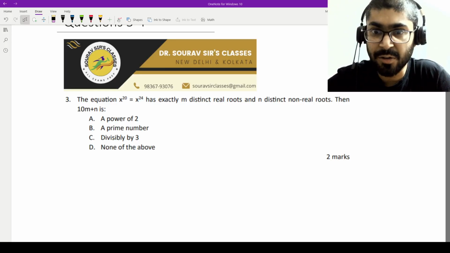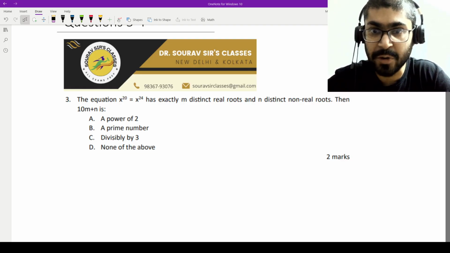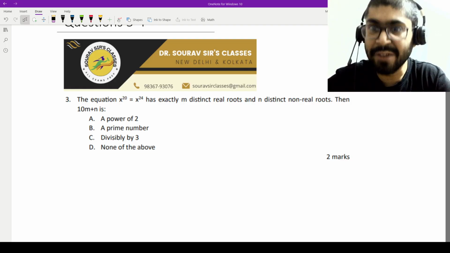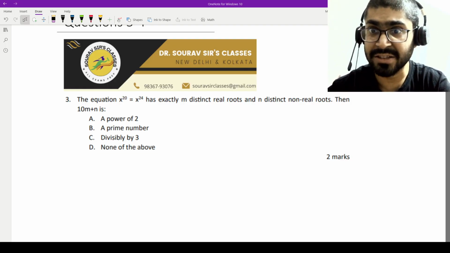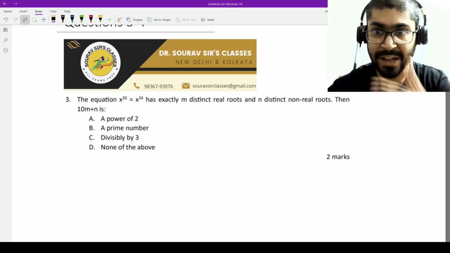We're at question 3 now. Question 3 is a question on theory of equations. The problem given to you is x to the power 20 equal to x to the power 24. Now in these problems it might be very tempting to cancel x to the power 20, but please do not do that because we do not know if x is 0 or not. If x is 0, then you cannot cancel on both sides.